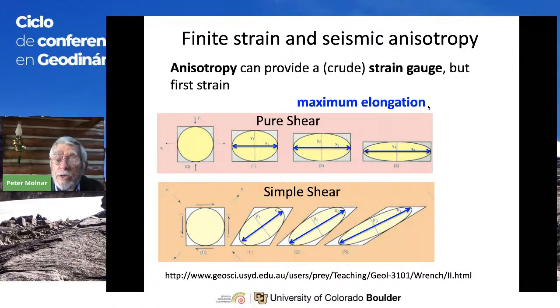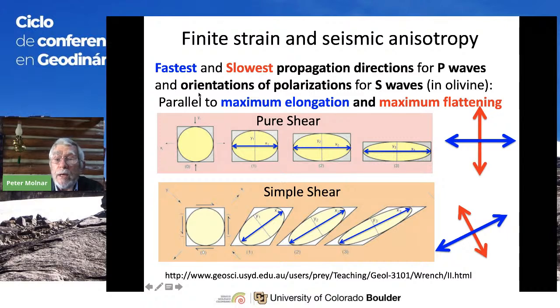The maximum elongation is clearly in the direction where the strain ellipse is stretched the most. So the maximum elongation is shown by these blue lines. And this is important because for olivine, I'm emphasizing this is olivine, the fastest direction for P wave is parallel to this maximum elongation, and the slowest is perpendicular to it. So in this case, the fastest direction for P waves would be along this line, and the slowest would be perpendicular. Speeds, I'm talking about speeds. P wave speeds are fast this way, slow in this direction.